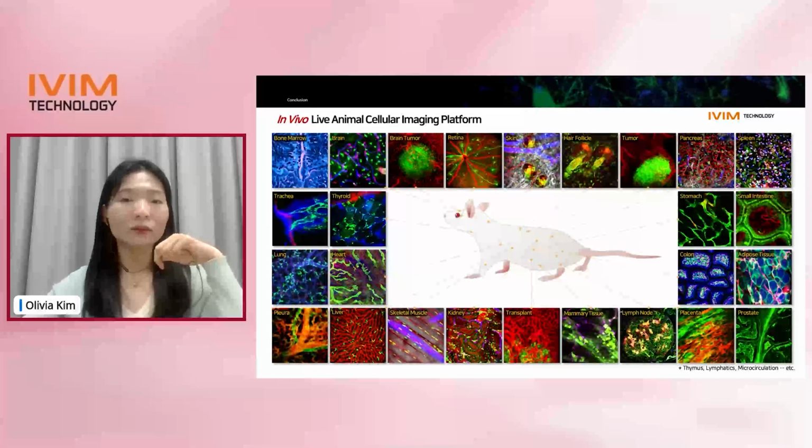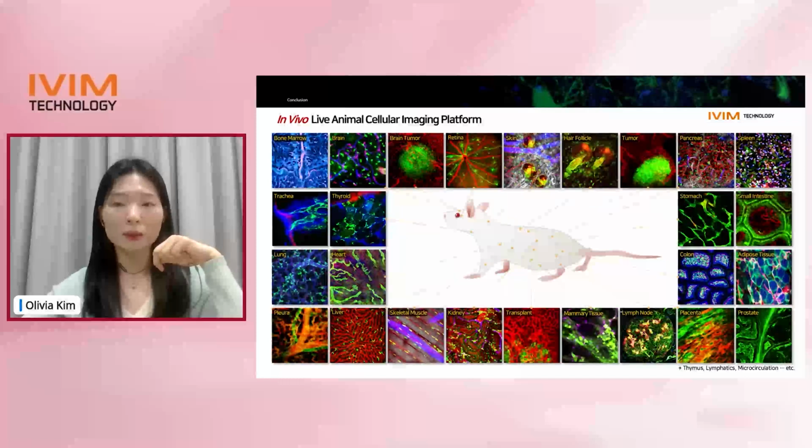Through this diverse set of intravital imaging platforms, we are not merely observing cells. We are gaining the ability to visualize the dynamic, living behaviors of cells within their native environment. When establishing animal disease models, there are often many variables, and severity can vary significantly between individual animals. As a result, a large number of animals are typically required to obtain reliable data.